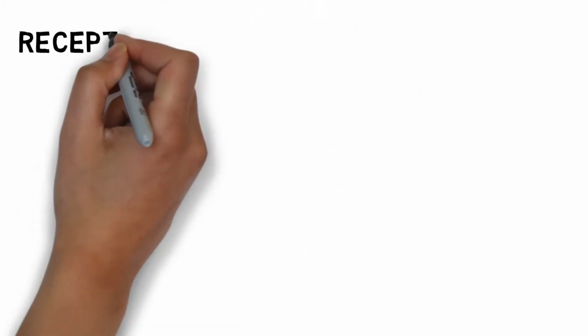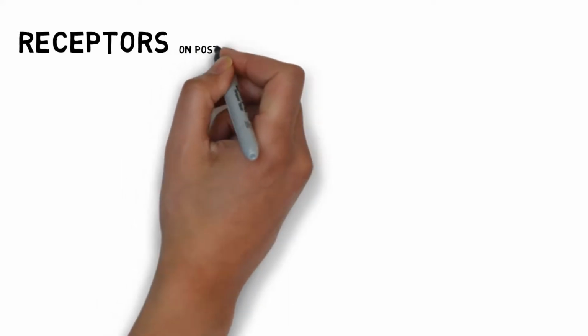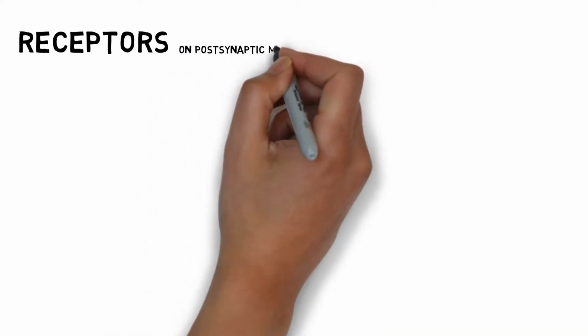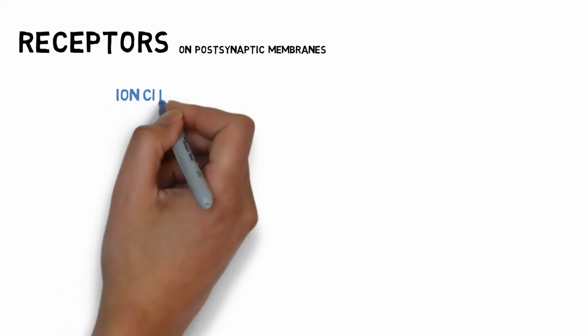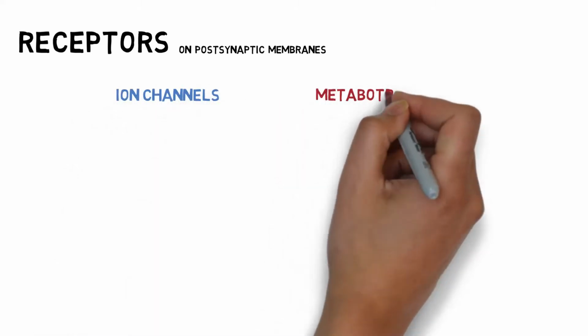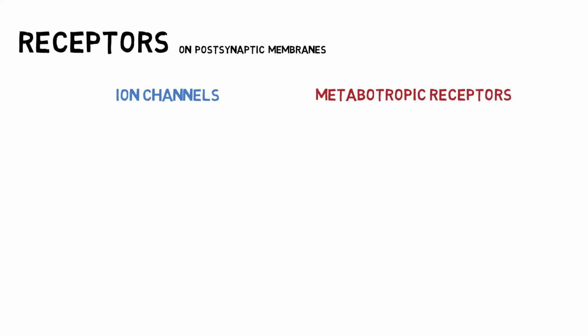This is the video on membrane receptors. The postsynaptic membrane must have a receptor for the neurotransmitter for the signal to travel from one cell to the other. There are basically two types of receptors: ion channels and metabotropic receptors.